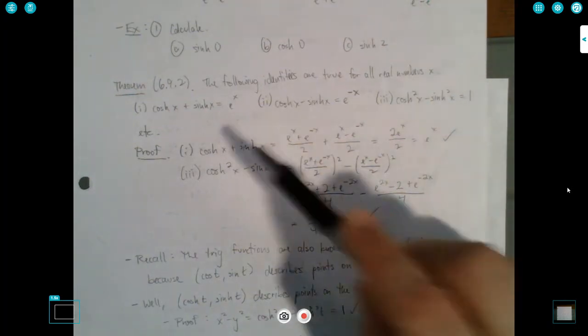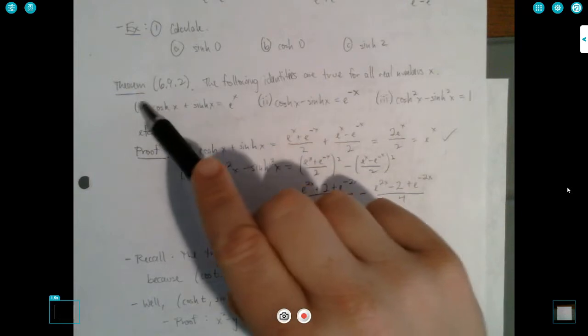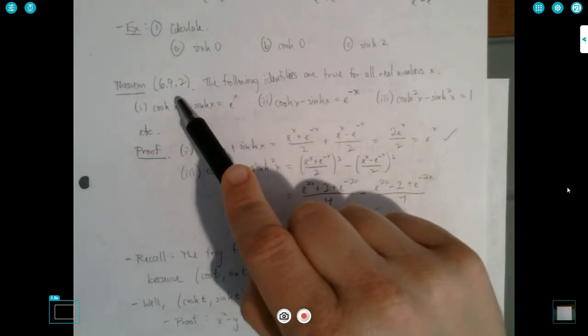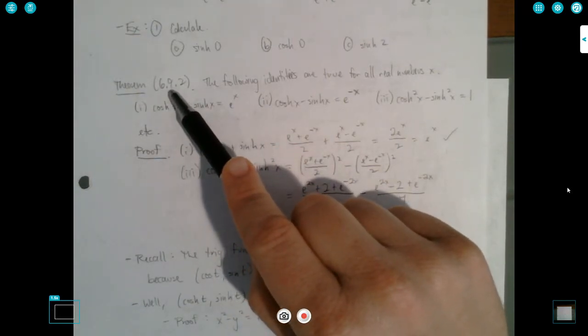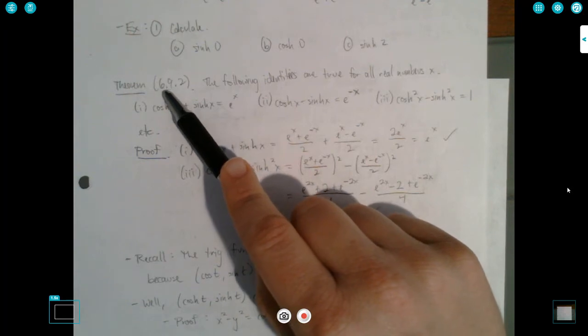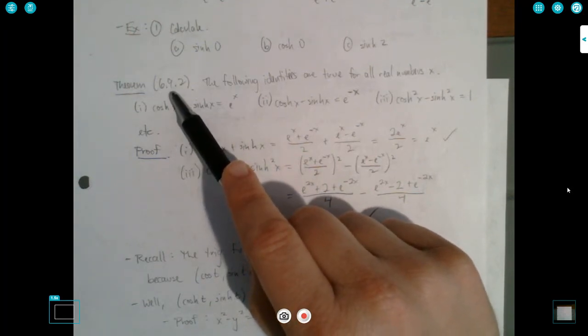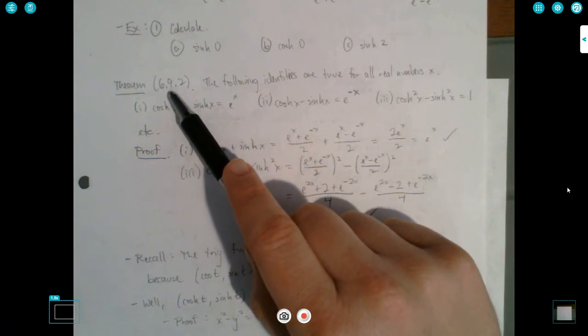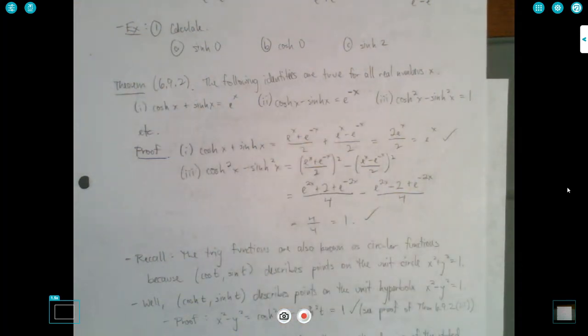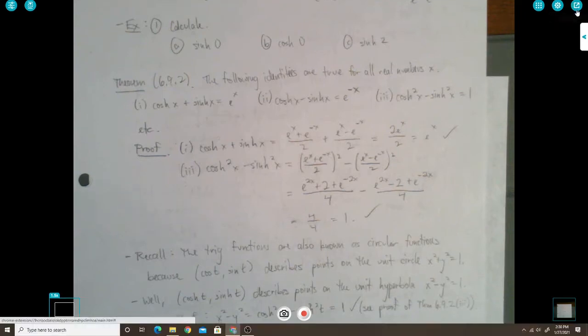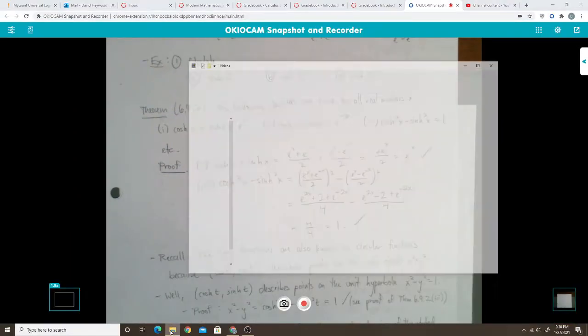Okay, so I just listed 3 of them here, but if you look at this theorem in your book, and by the way, this theorem is on page 401. So this theorem 6.9.2 is on page 401, and it lists 14 identities. Now, you could put those on flashcards and try to commit them all to memory. Honestly, I wouldn't really do that, but actually let me pull them up.